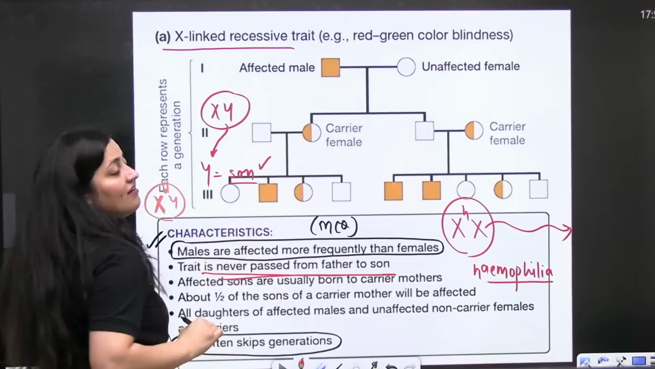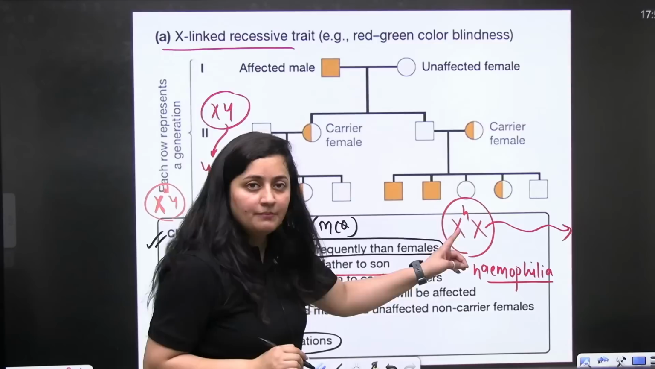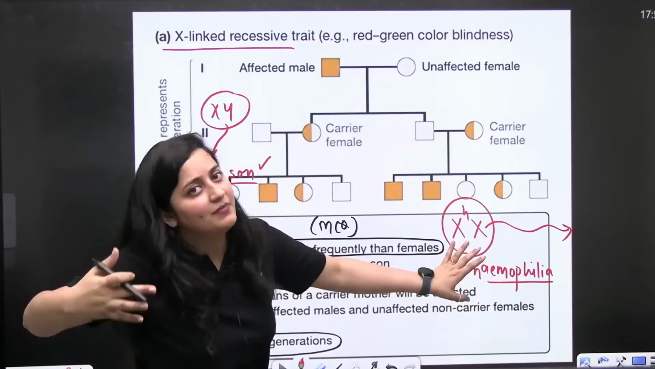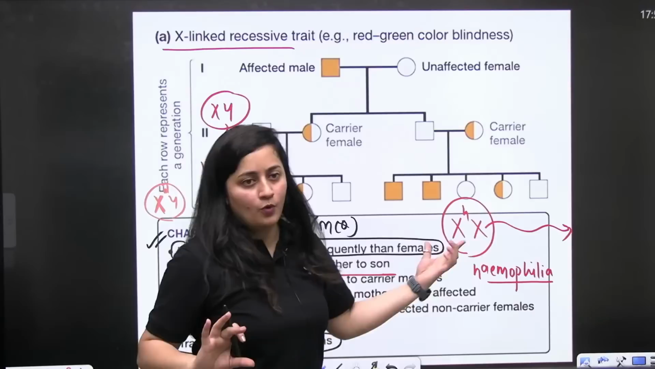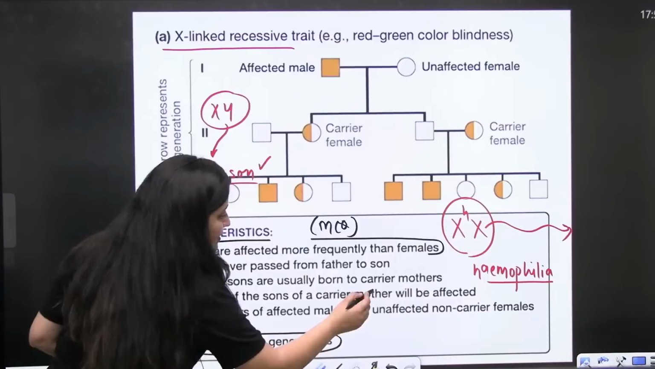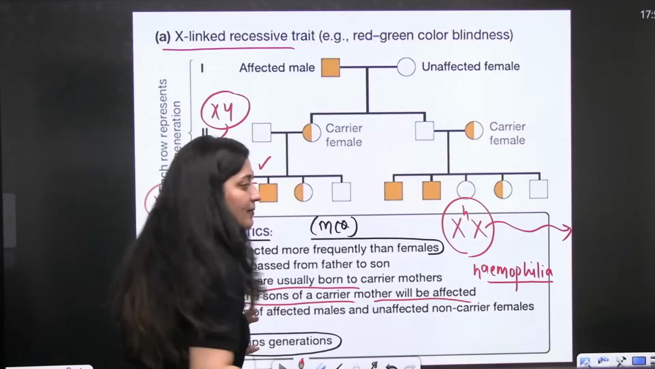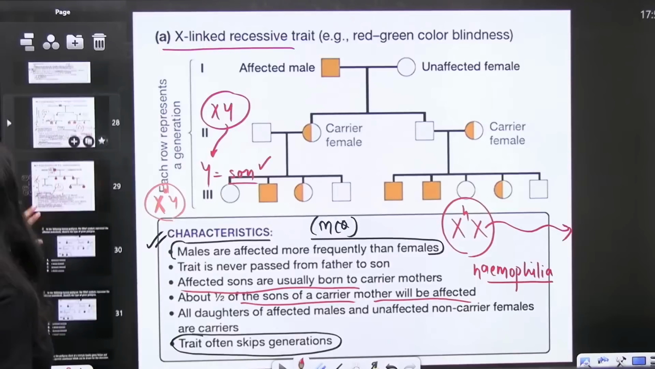But the female, the mother, can pass it to the son, or she can even pass it to the daughter, because the mother is homogametic. Clear? Done. So affected sons are usually born to carrier mothers, and 50% of the sons of a carrier mother will be affected. Obviously, it is understood. So if there is any doubt from this part, do let me know in the chat section.